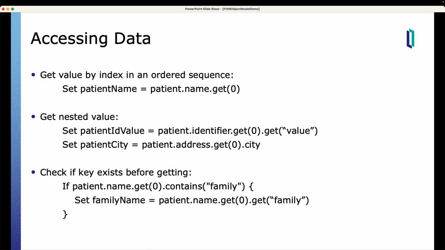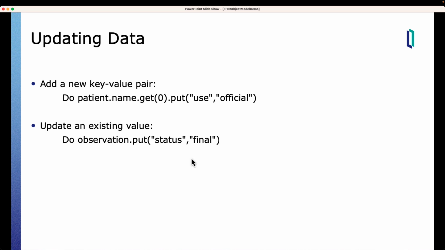So here's how you would, for example, access data. If we wanted to get a patient name, which in FHIR is an array of objects, we would navigate to the patient name and get the first element of that array using get0. And then if we wanted to get specific things, for example, let's say we wanted to get the identifier at the first position, we could get the value, or for example, address, we can get the city.